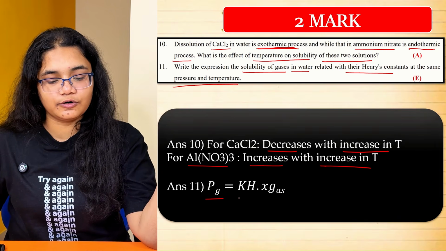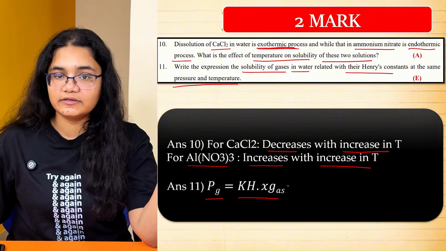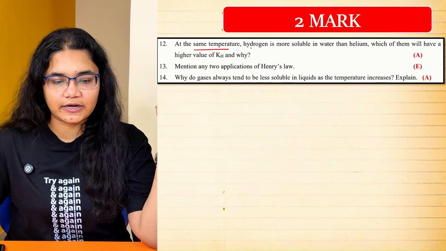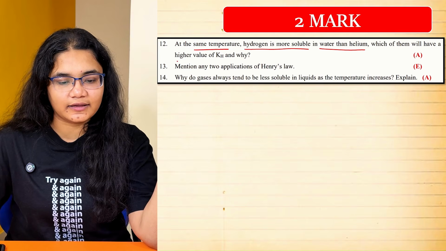So you have pressure is equal to KH into X of the gas. So that is your Henry's law statement, the mathematical statement. Next question: at the same temperature, hydrogen is more soluble in water than helium. Which of them will have a higher KH value?